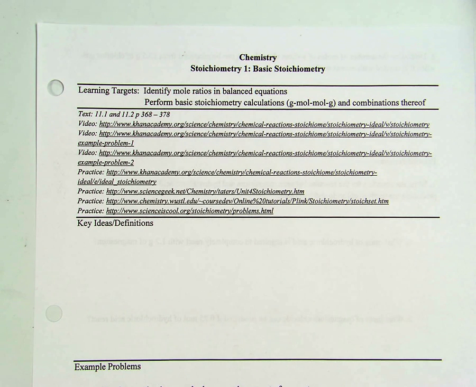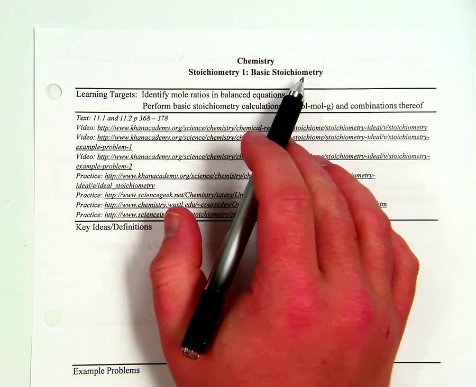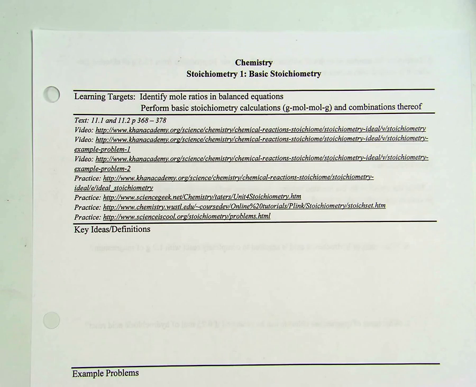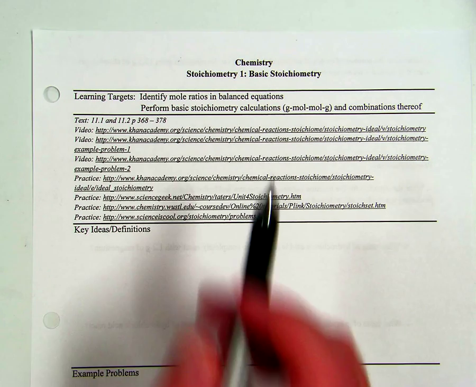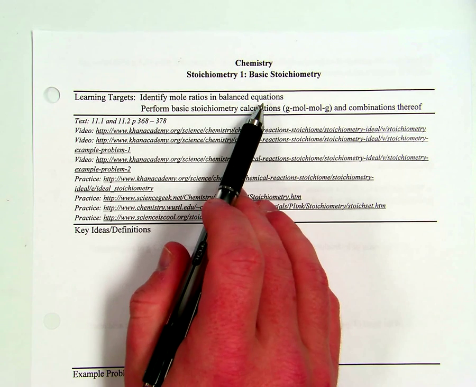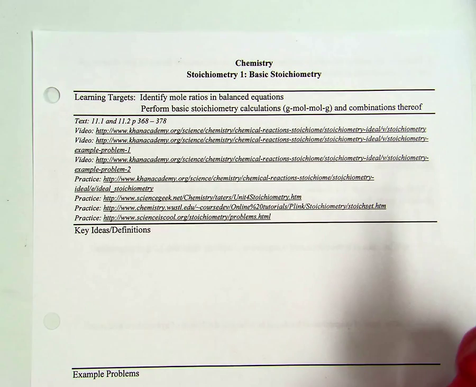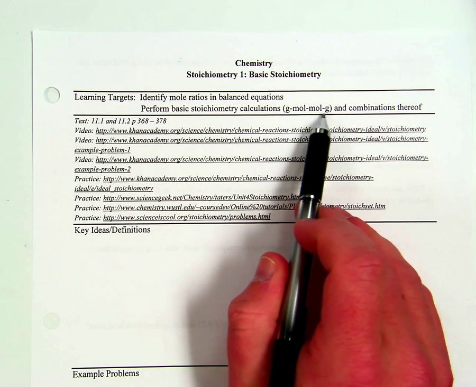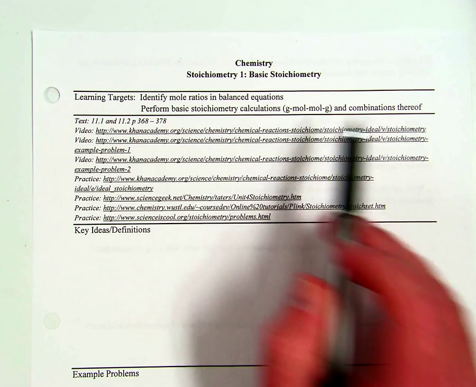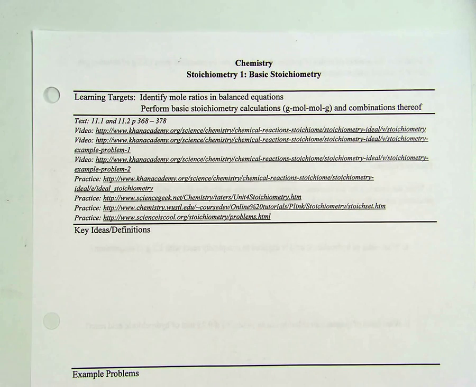This is the first video in the stoichiometry unit, just titled Basic Stoichiometry. You can see we have two learning targets here. We want to be able to identify mole ratios in balanced equations. And we want to perform basic stoichiometry calculations, what I will call gram, mole, mole, gram problems, and you'll see why that is in a little bit, and combinations thereof.